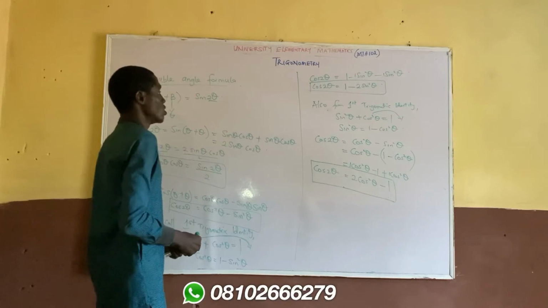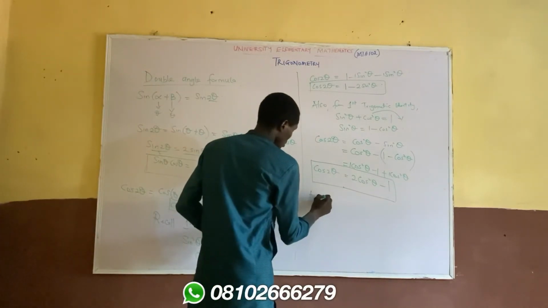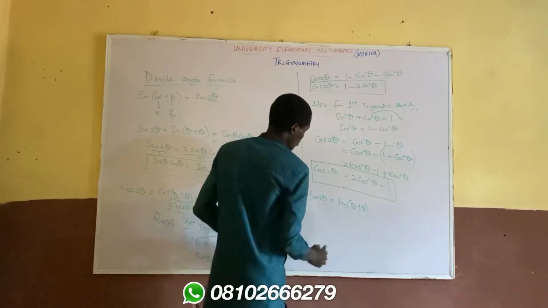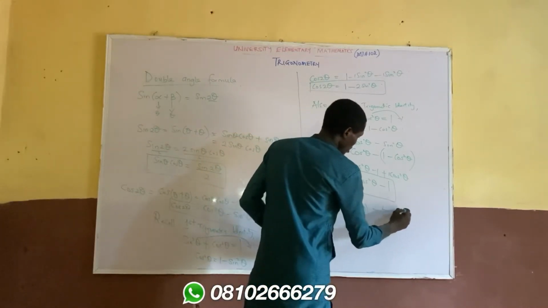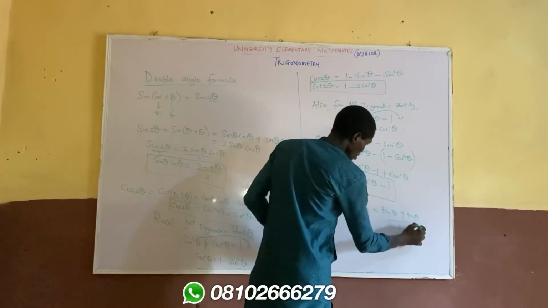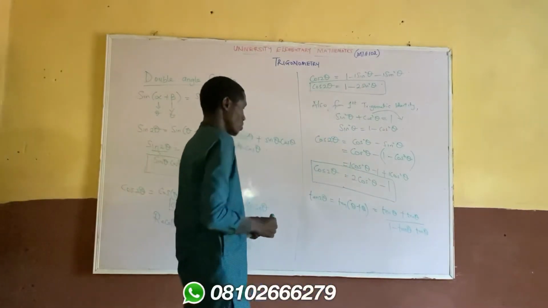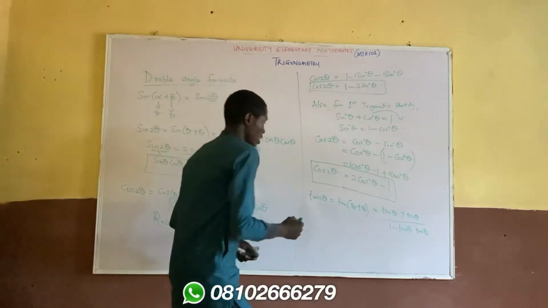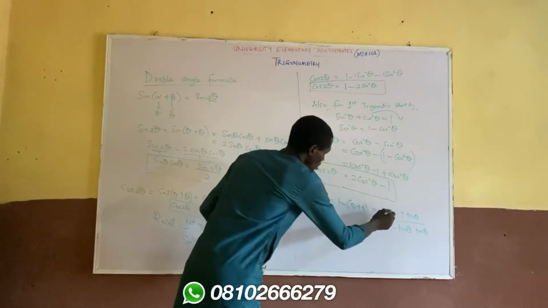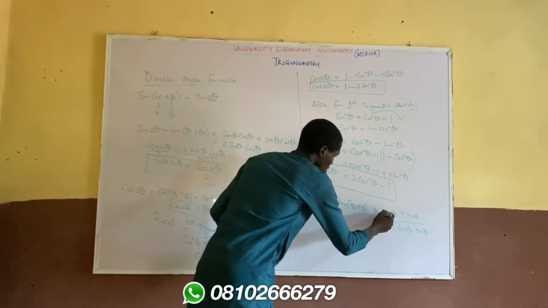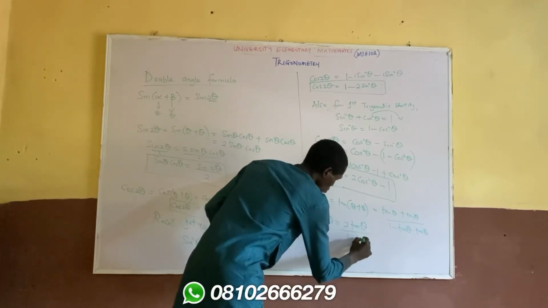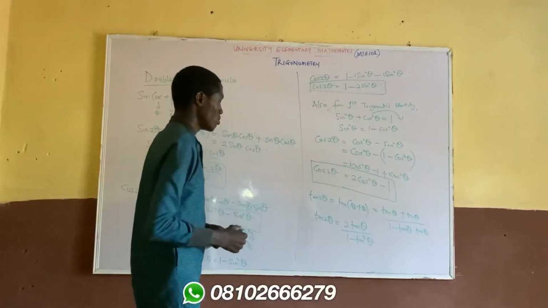Now let's go to tan 2 theta. Tan 2 theta is equal to tan of theta plus theta. Now it means that we are going to have tan theta plus tan theta all over 1 minus tan theta times tan theta, because when you have plus, it becomes minus here. So tan 2 theta is equal to 2 tan theta all over 1 minus tan squared theta.